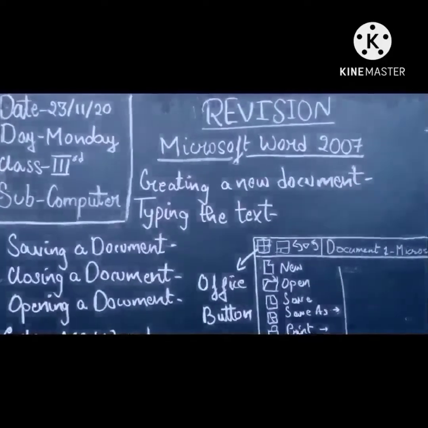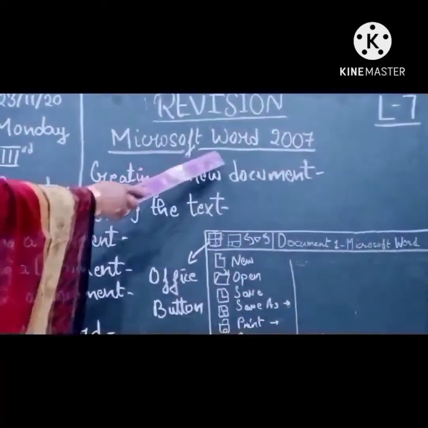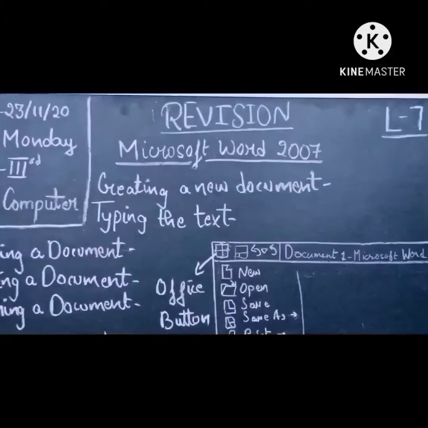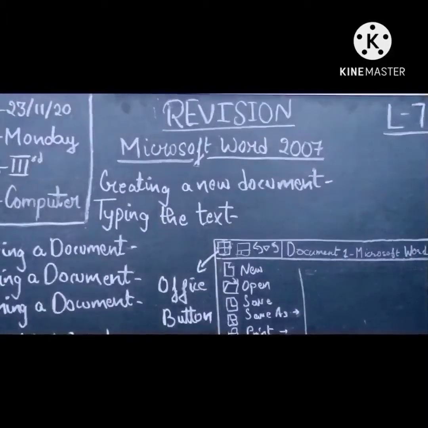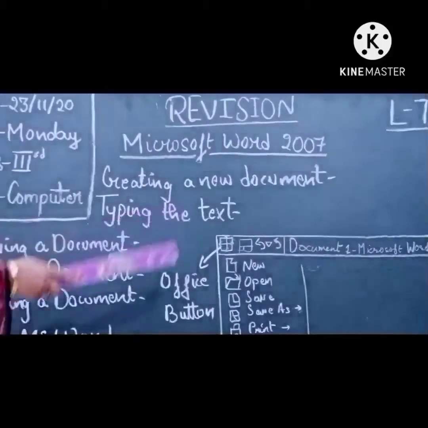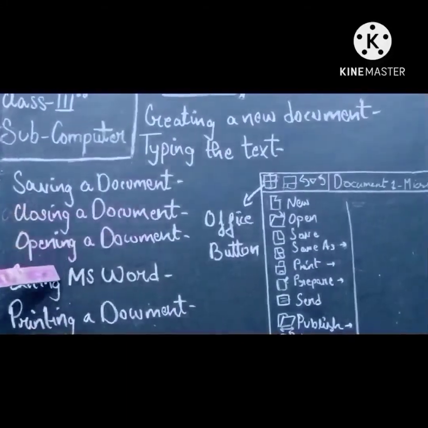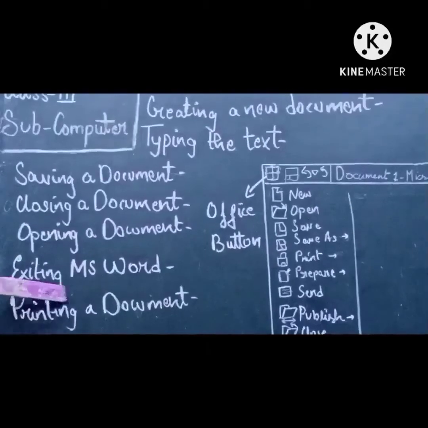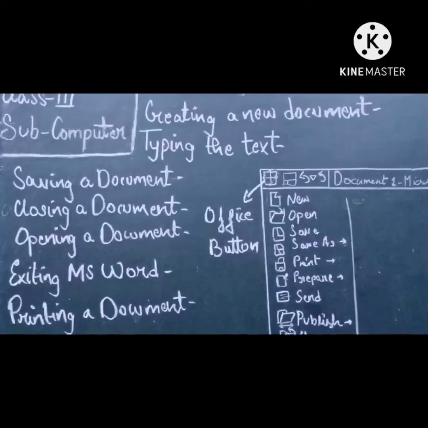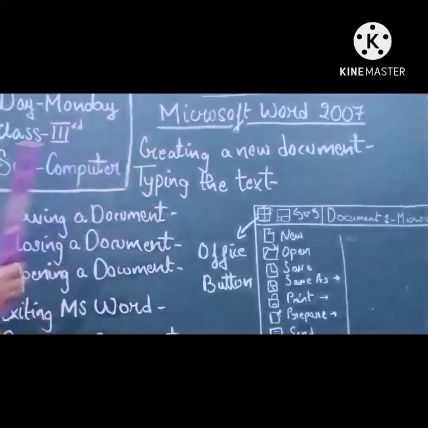Children, now let us continue the revision of Lesson 7, Microsoft Word 2007. Today we will do the revision of creating a new document, typing the text, saving a document, closing a document, opening a document, exiting MS Word and printing a document. Now children, let us take the first point, creating a new document.